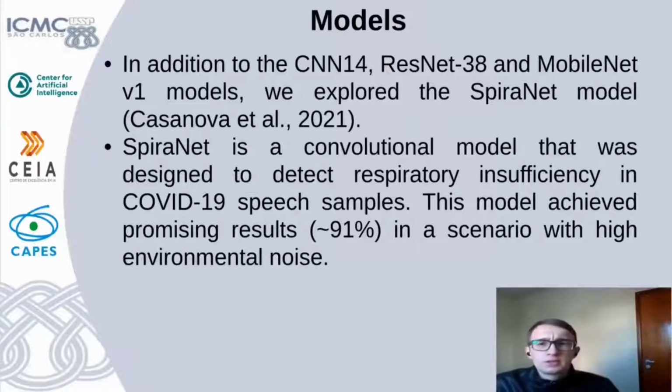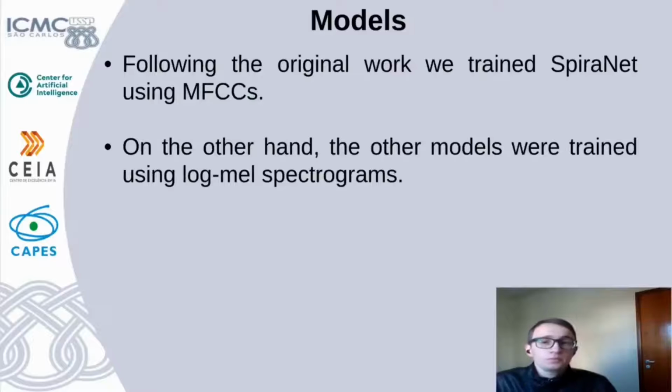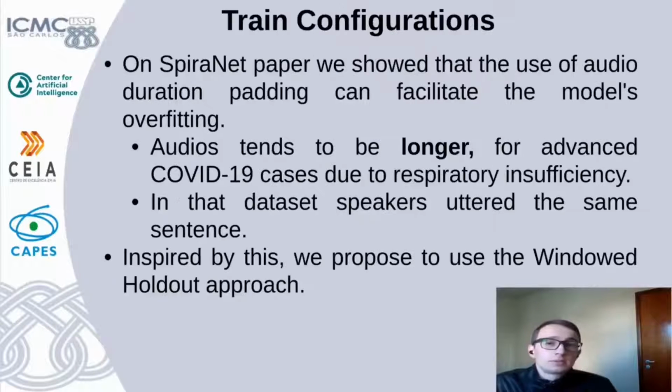So, continuing the explanation, in addition to the CNN14, ResNet38, and MobileNet version 1 models, we explored the SpiroNet model. SpiroNet is a convolutional model that was designed to detect respiratory insufficiency in COVID-19 speech samples. This model achieved promising results in a scenario with high environmental noise. Following the original work, we trained the SpiroNet using mel frequency cepstral coefficients. On the other hand, the other models were trained using log-mel spectrograms.